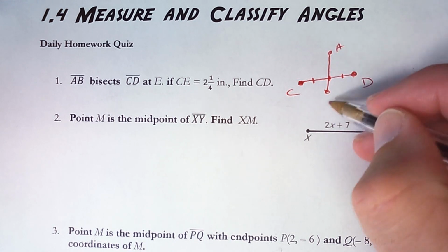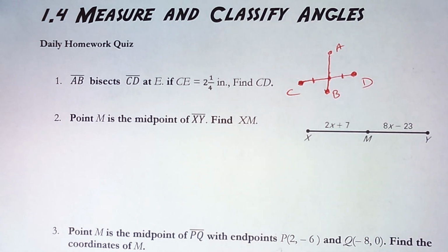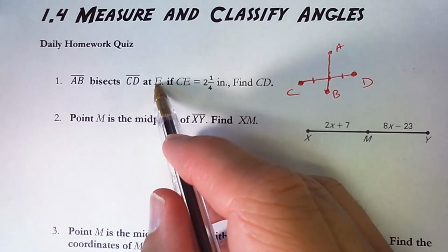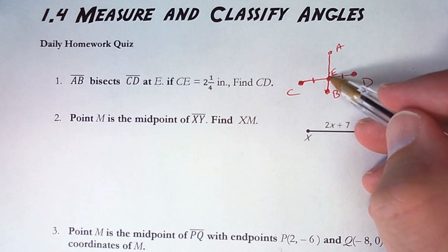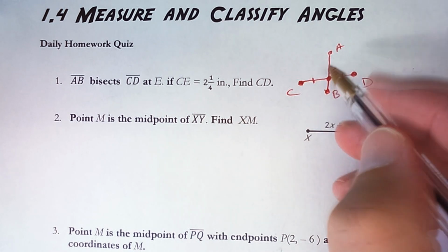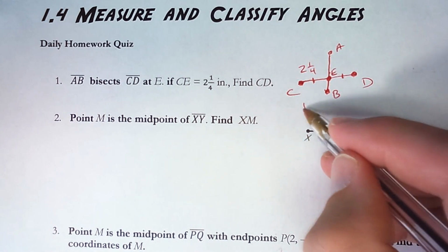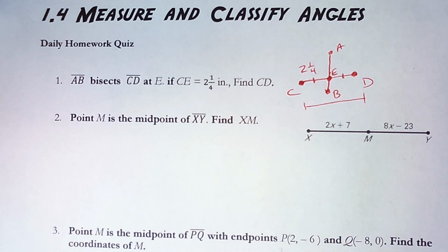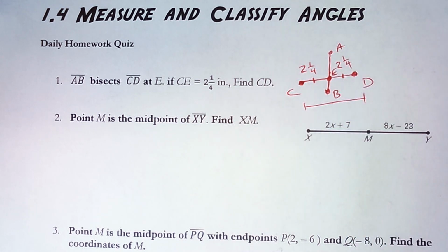And say this is segment AB, it is bisecting segment CD. Okay? And it does that bisecting at point E. So this right here is point E. If CE is 2 1/4 inches, how long is CD? Well, if CE is 2 1/4 inches, then DE is also 2 1/4 inches.